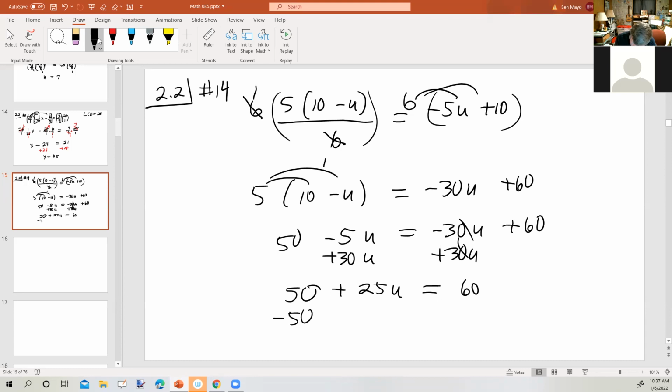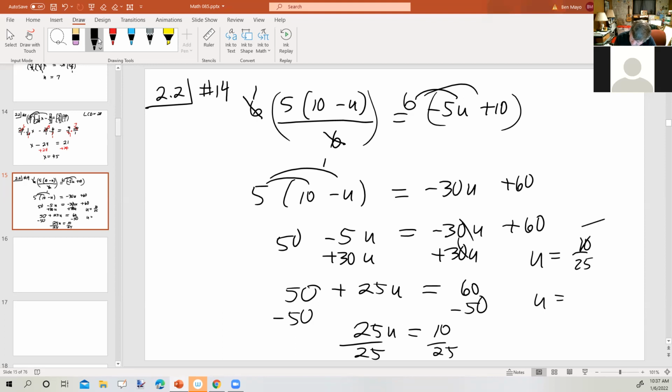Then I'm going to subtract 50 from both sides of the equation. I get 25u equals 10. Then divide by 25, so u equals 10 over 25, but I could reduce by taking out a 5 on top and a 5 on the bottom, and I get u equals 2/5. Now, as we talked about yesterday, you could write that as 0.4 as a decimal, but it's not required. Okay, so that takes care of the problems that were requested of me, other than the one I'm not sure about.